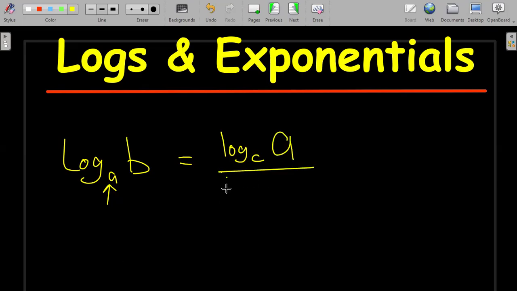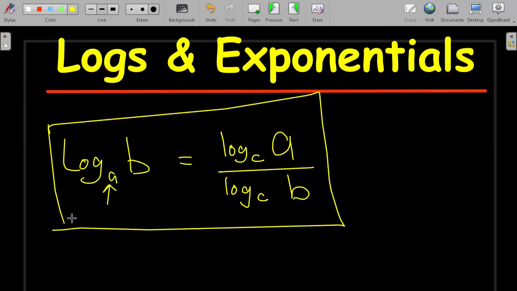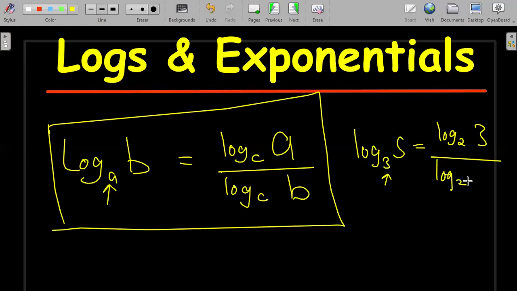And then I'll say divided by log base C, and then I'll put B there like that. So know this rule when you're changing base from one base to another. You can be given log base 3 of 5, and then they tell you to change this to base 2. So when you change this to base 2, it will be log of the new base 2, and then you get what was the base here, you put it in front, divided by log base 2, then put this 5 in front like this.